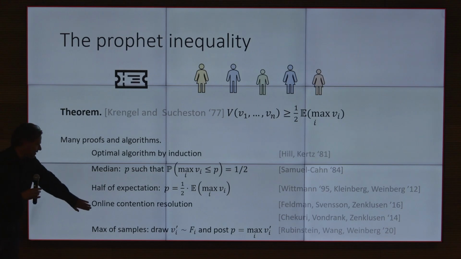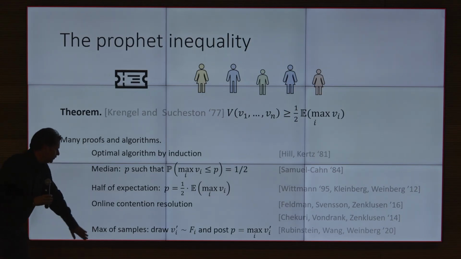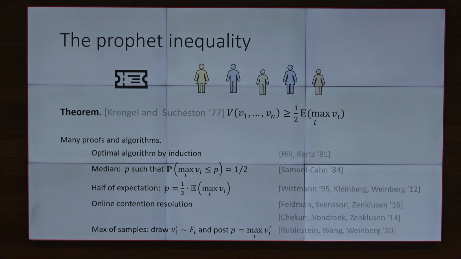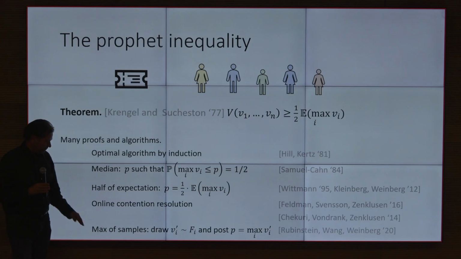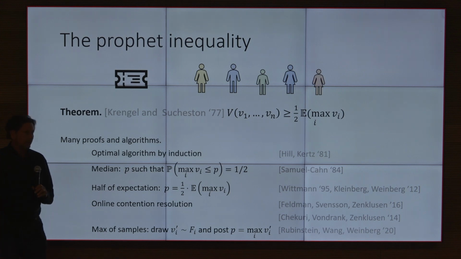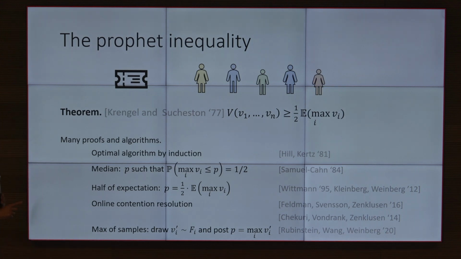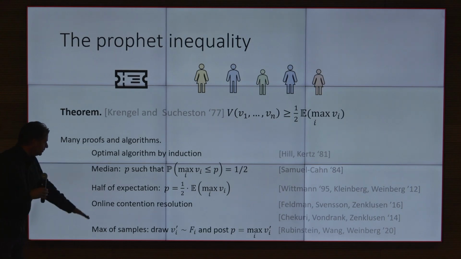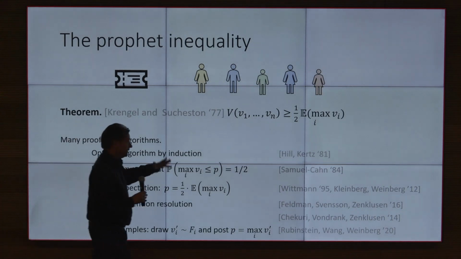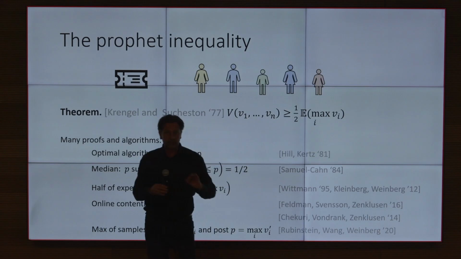Then there is a proof based on online contention resolution, a technique that I will try to discuss briefly. And there is even a proof that doesn't use knowledge of the distribution, which is also very interesting. This proof only needs one sample from each distribution. You take the maximum of the samples as your threshold, and then you play with this threshold. This also gives 1/2. So all these proofs and different algorithms recover exactly the best possible result.